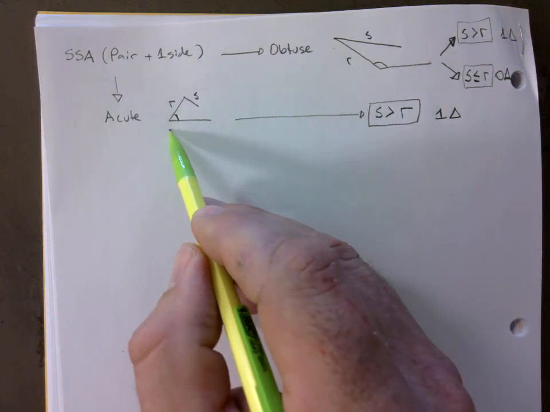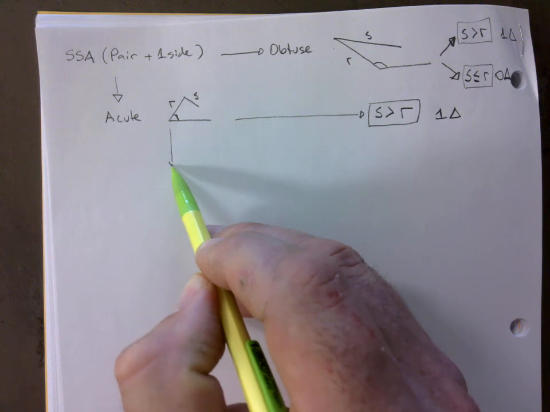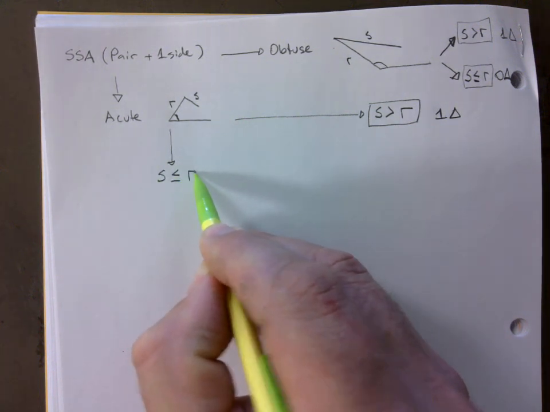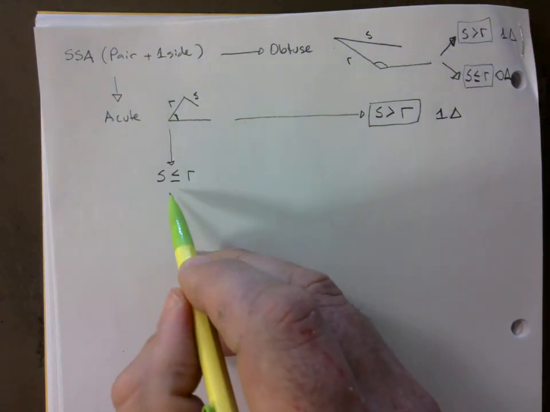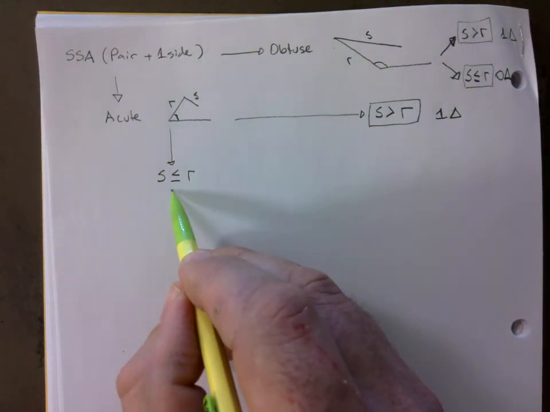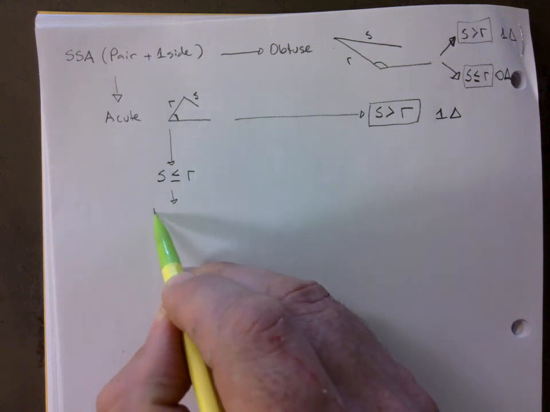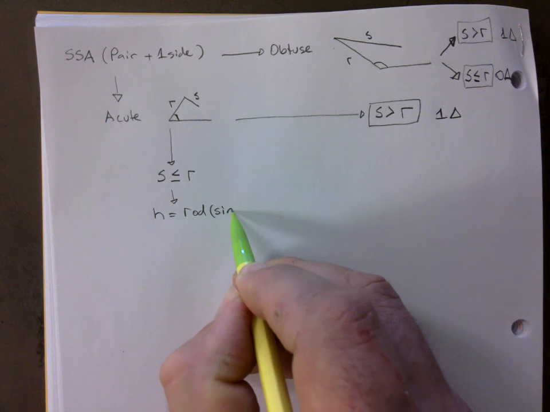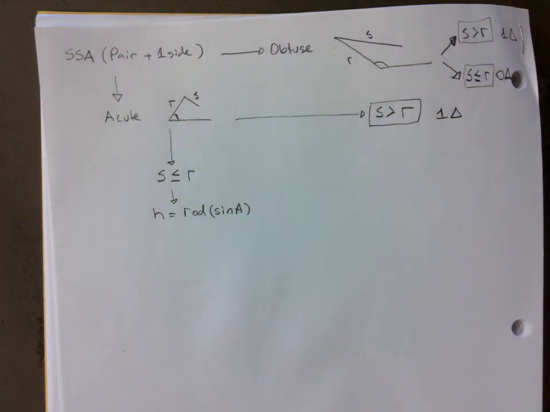However, if the string is shorter than or equal to the rod, you need to find the height. You go rod times sine of the only angle that is there. And then how many choices do you have at that point? You've got 3 choices from there.